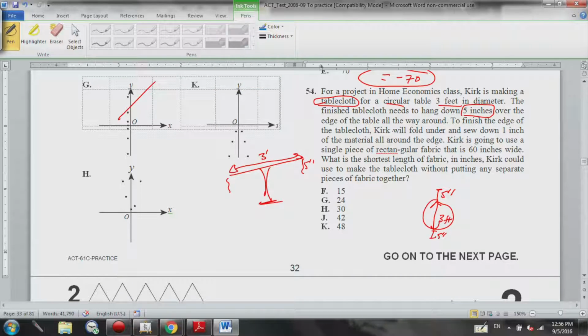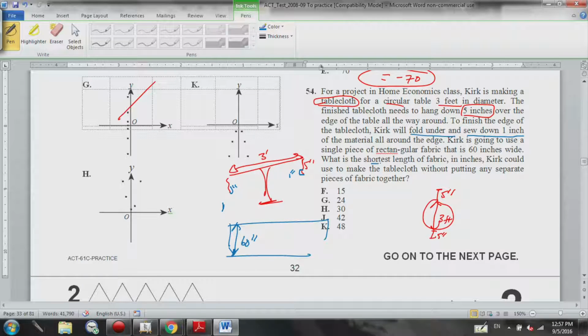To finish the edge of the tablecloth, Kirk will fold under and sew down 1 inch of the material all the way around. So it's going to do one of these. It's going to fold backwards like this, 1 inch like that. Okay, now his fabric is rectangular shape. He's going to go to a fabric shop and get a rectangular shaped fabric. It's not going to come circular shaped, right? That's going to be 60 inches wide. So it's going to be 60 inches from here to here. Fabric is 60 inches wide.